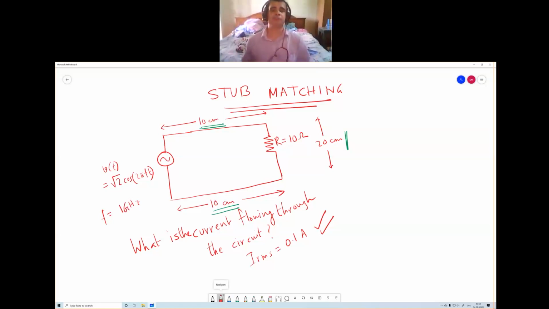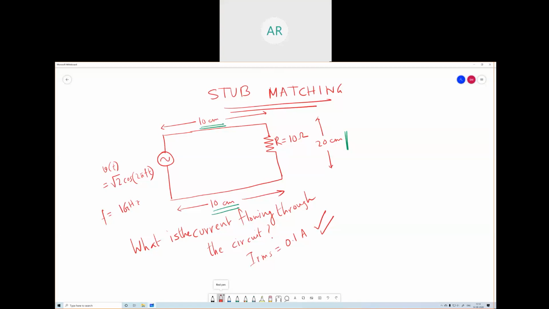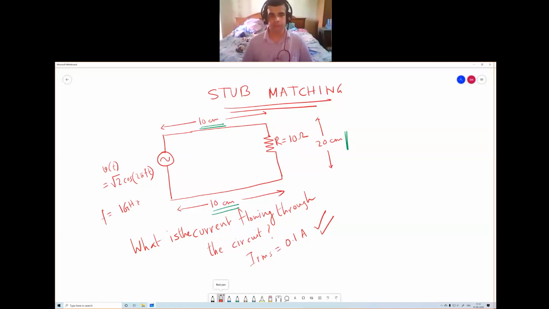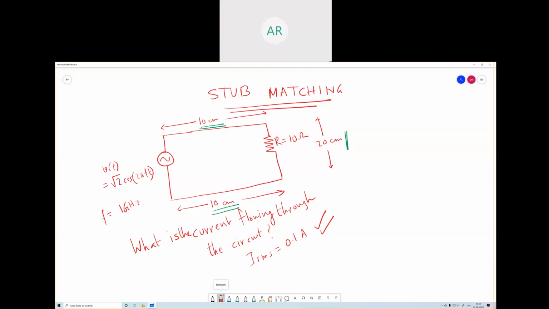Now what happens? I have just changed kilohertz to gigahertz. Everything else remains the same. Everything else is the same except I have changed the f. Now what happens?